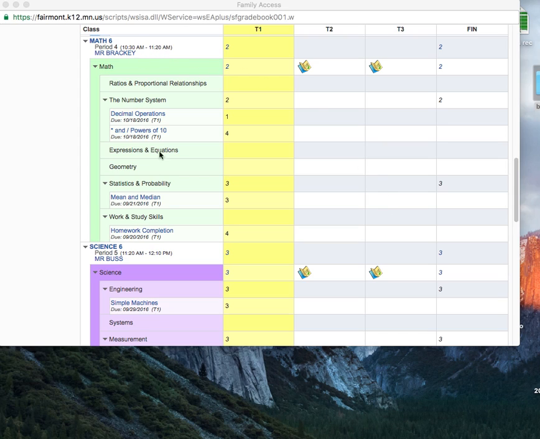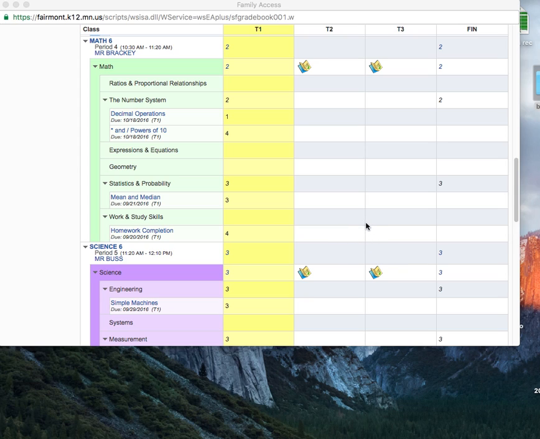First of all, I have in here the Family Access to Skyward right on my screen. If you do not have Skyward password or login information, please contact the office and get that so that you can keep up to speed with your child's progress and performance.